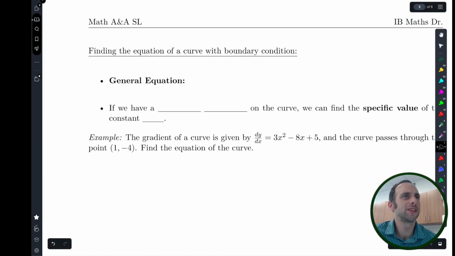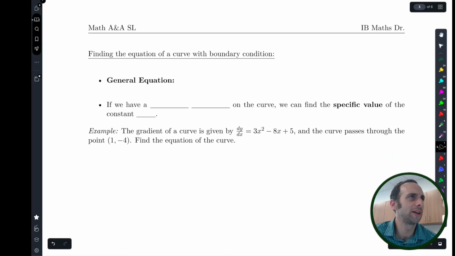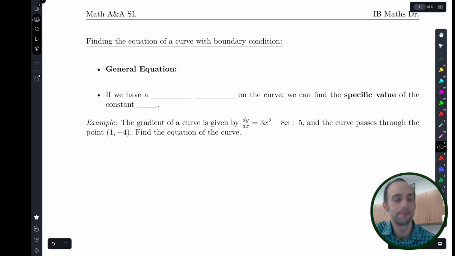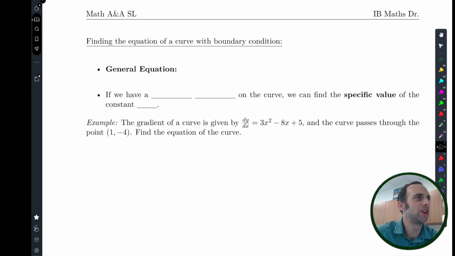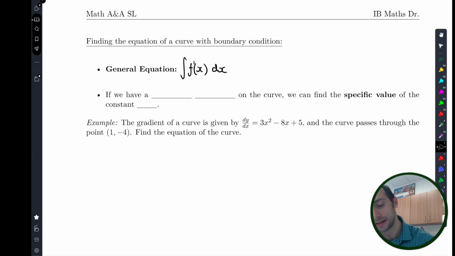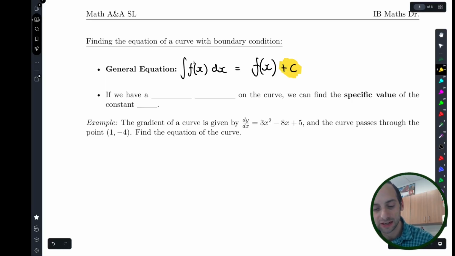All right, the final thing in this set of notes is this idea of finding the equation of a curve when we have this thing called a boundary condition. So a general equation that comes out of an indefinite integral, when we integrate f prime of x, we get out our original function f of x and we still have this plus c. This plus c is unknown, which leads us to refer to this as just a general equation. It's not specific. We don't know what the c is. How do we find the c? We have to have a little more information.